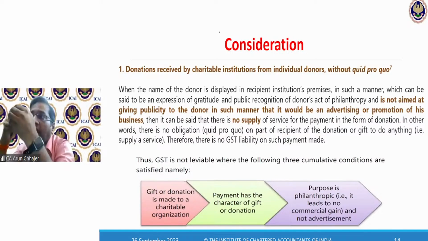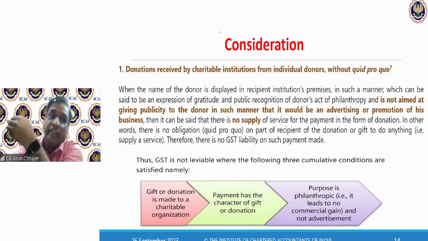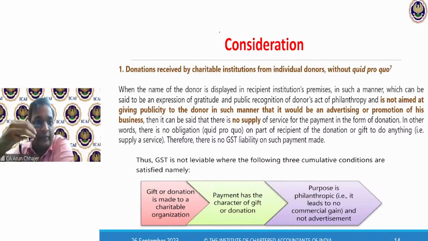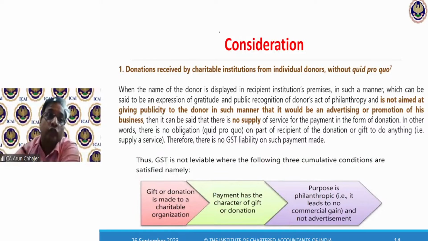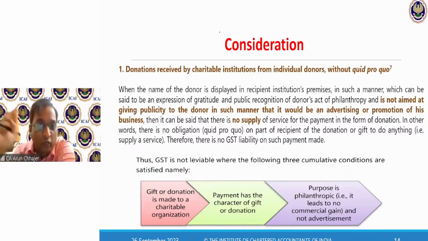Reciprocal agreement means I am giving something, and in exchange of that you are giving something. Because what is the contract? Contract means one party will give to the other party and the other party will give to the first party. That is the supply, right? Because if I'm providing the supply, you are providing the consideration to me. But if it is without quid pro quo, in that case it is not a supply, and not taxable in GST.